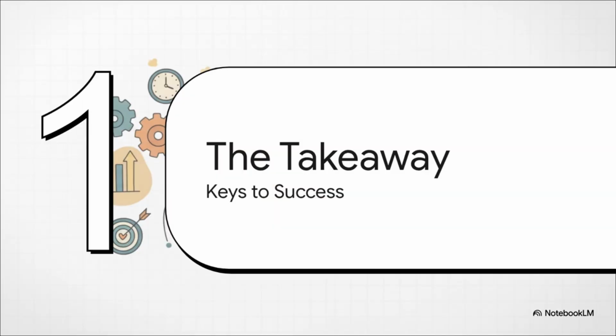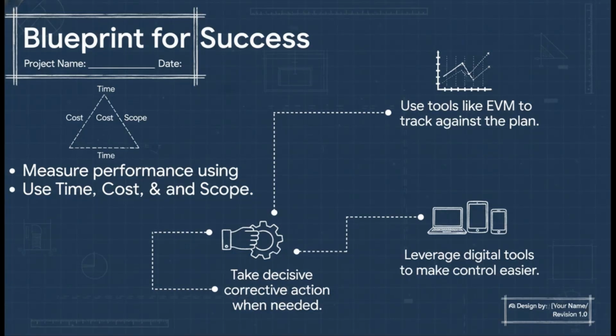All right, let's bring it all home. We have covered a lot of ground, from theory to tools. So what's the ultimate blueprint for success that you should walk away with? Here it is, plain and simple. First, always anchor your performance measurement in those triple constraints: time, cost, and scope. Second, use a proven system like earned value management to get a totally honest assessment of where you stand. Third, never be passive. The second you see a problem, act. And finally, use the amazing digital tools out there to make this entire process faster, easier, and more accurate.